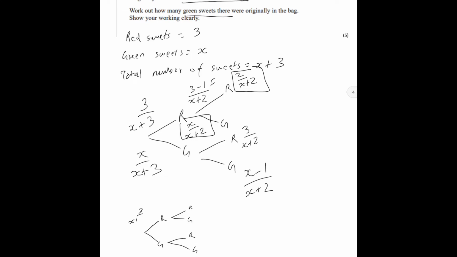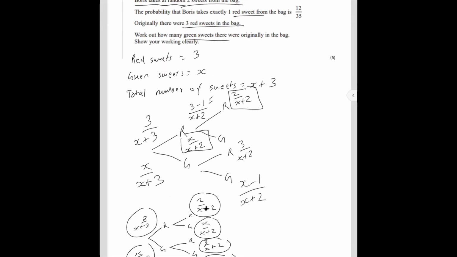So red, green, and the red we have found is 3 by x plus 3. Green is x divided by x plus 3. To find red, it's 2 by x plus 2. To find green, red green is x by x plus 2. Green red is 3 by x plus 2. And these are the values. This is an addition sign, okay guys? It's an addition sign, doesn't change. And to find green is x minus 1 divided by x plus 2. So these are all the values that you should be knowing, okay?